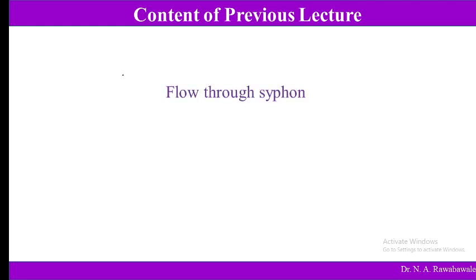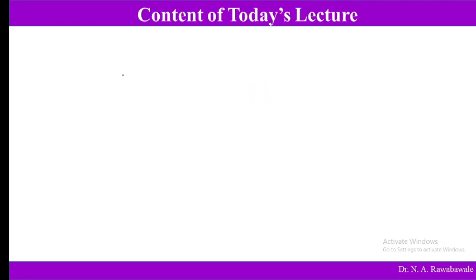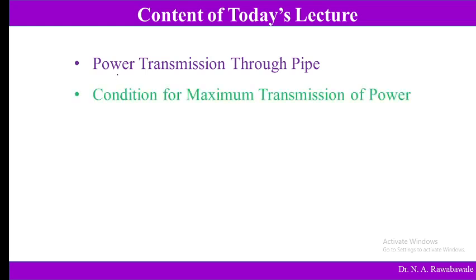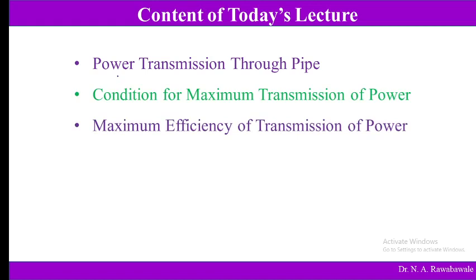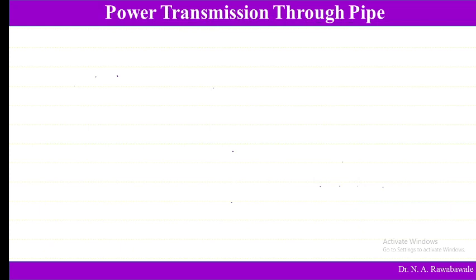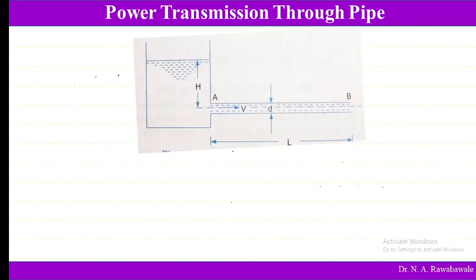In the previous class we have seen flow through siphon. Now in today's lecture we are going to discuss power transmission through pipe, then the condition for maximum transmission of power and maximum efficiency of transmission of power. So let us see what this power transmission through pipe is.